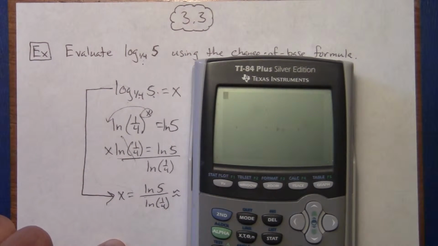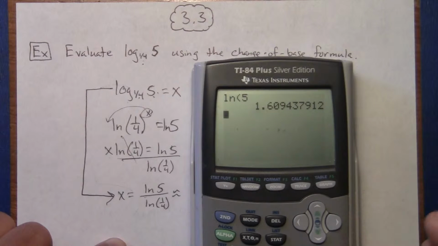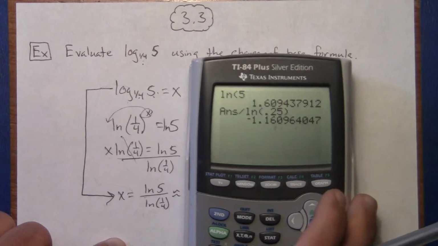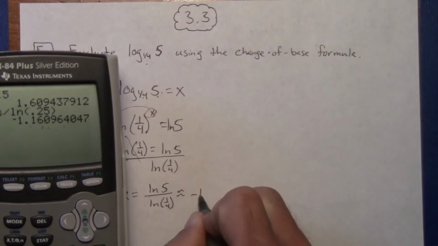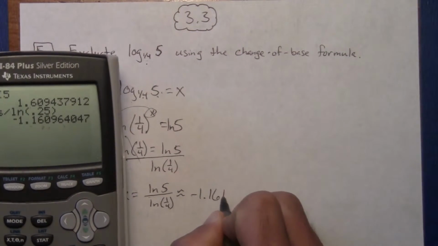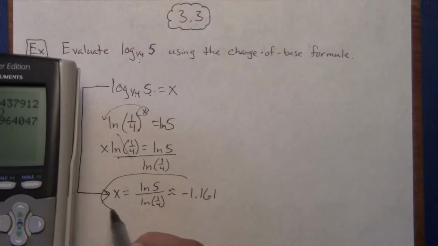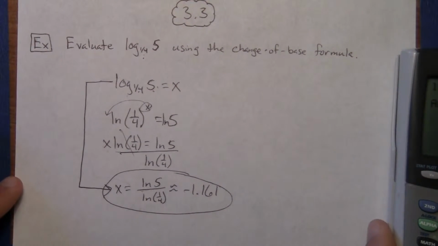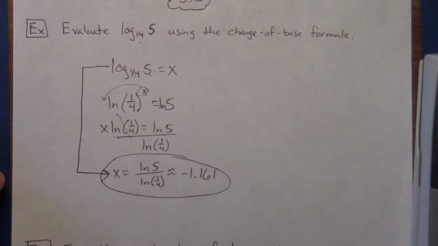I'm going to plug in natural log of 5. I always go ahead and hit enter just so the calculator doesn't make any mistakes for me when I'm trying to plug in a bunch of information. Divide that by the natural log of 1/4, or I could of course say 0.25 because that is exact. Hit enter, and that would be my approximation, negative 1.161. I'm going to go to 3 decimal places. And that would be my answer. Alright, so that's the problem using the change of base formula.